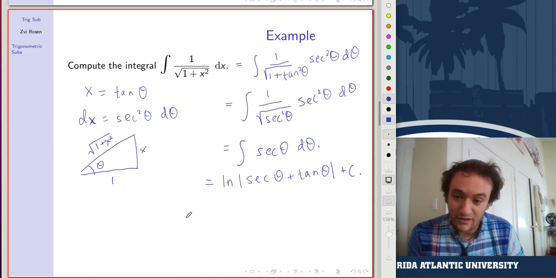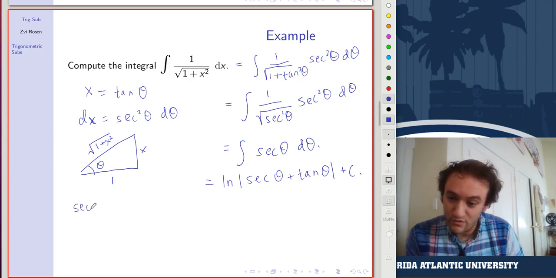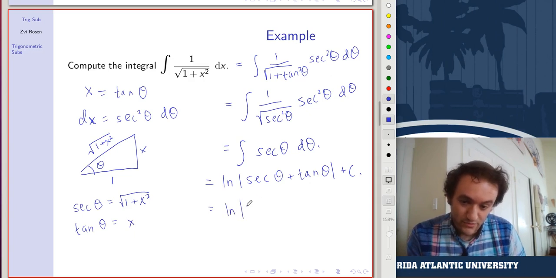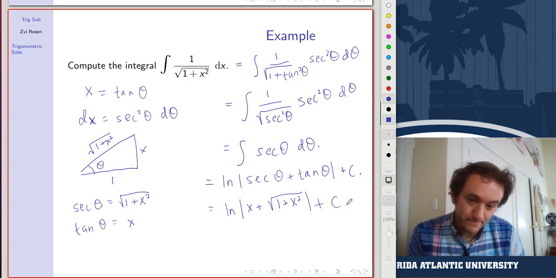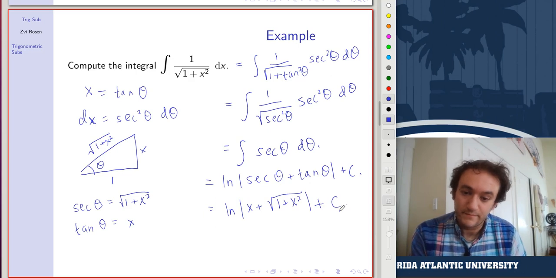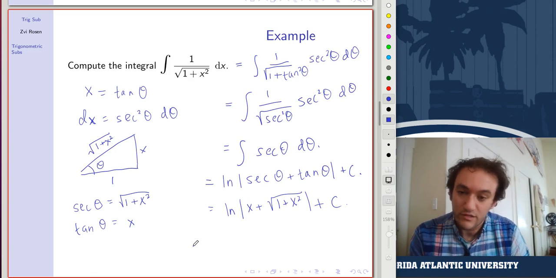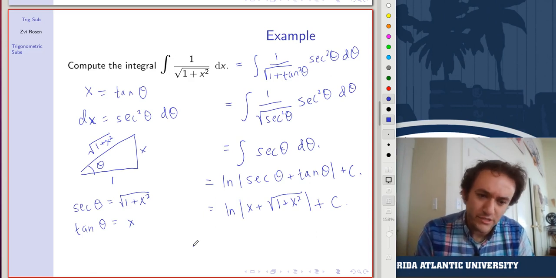So secant theta in our triangle is hypotenuse over adjacent, which is the square root of 1 plus x squared. And tangent theta is x. That was by definition. So we have this is equal to the natural log of the absolute value of x plus square root of 1 plus x squared, plus c. And that's our answer. This shows how useful subbing in with a geometric expression can be when you have these square root expressions.